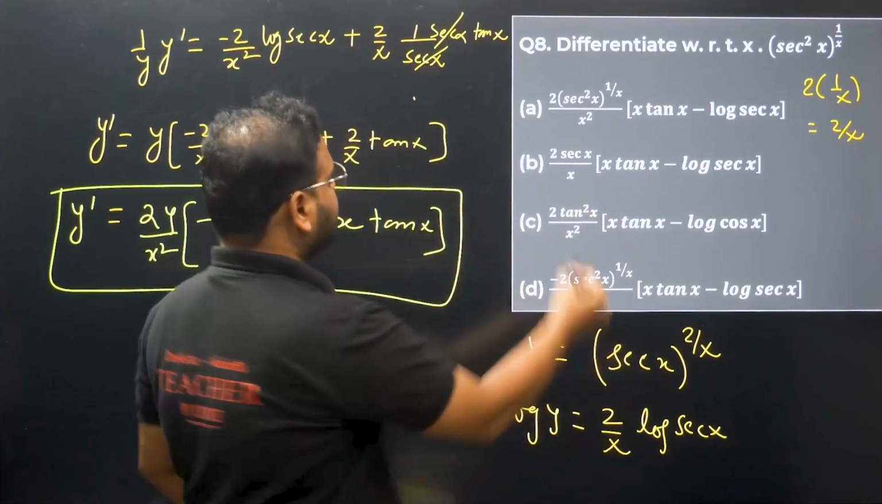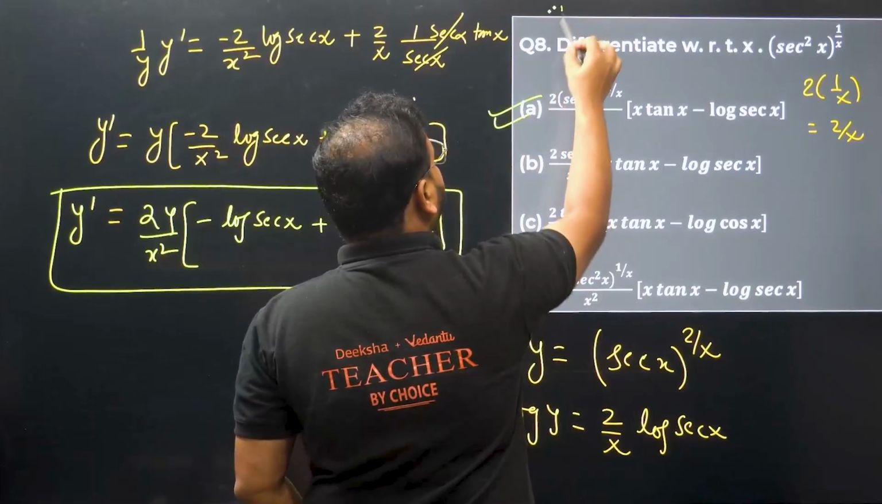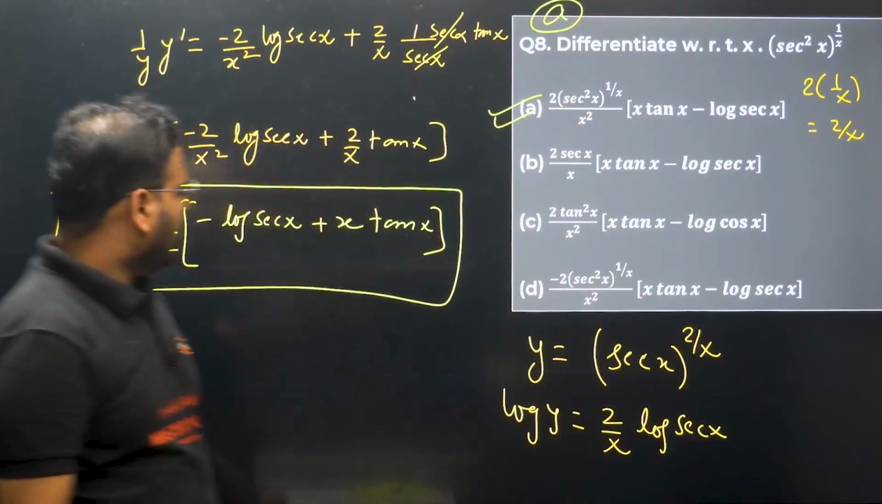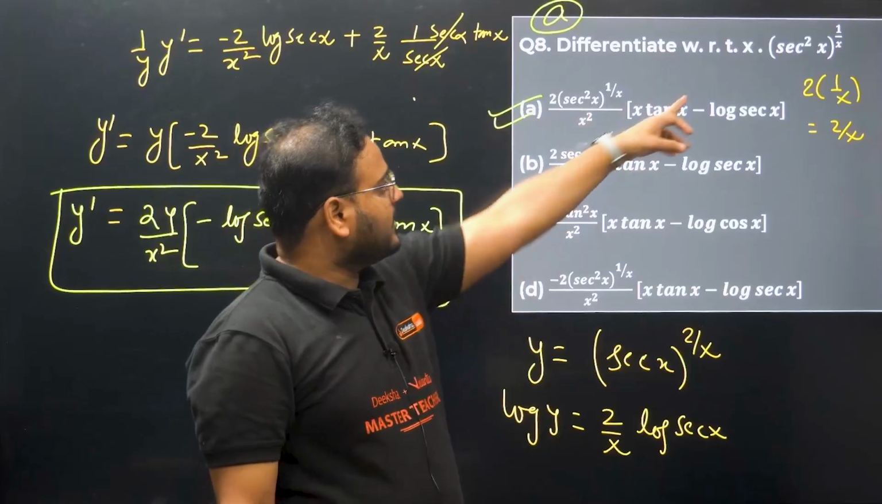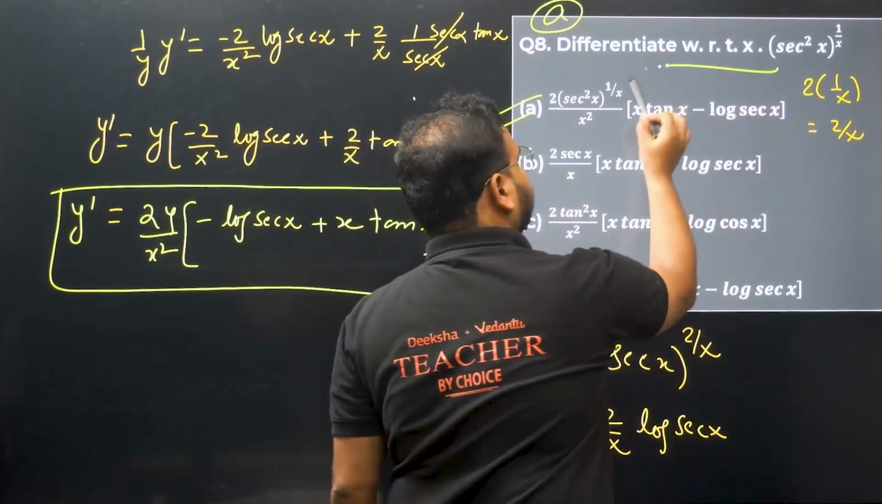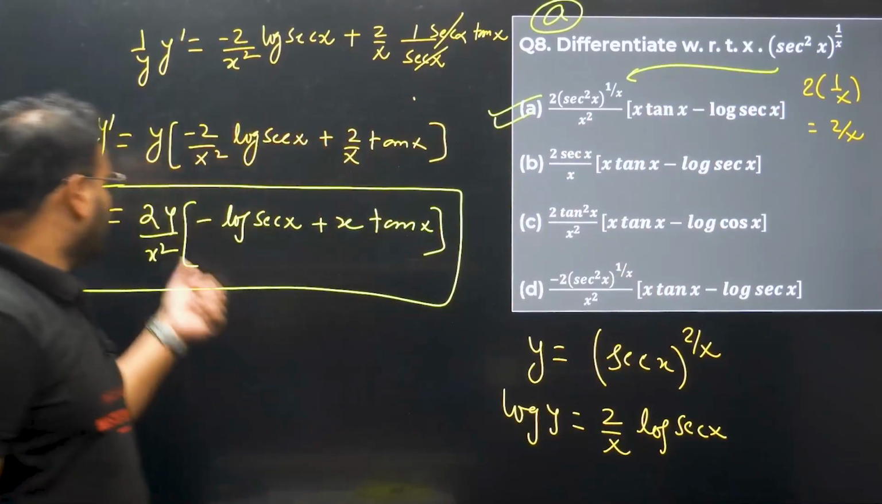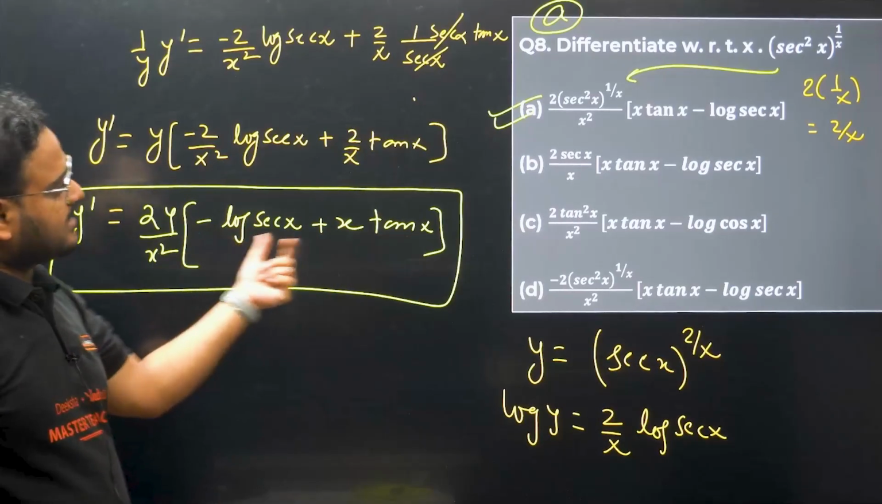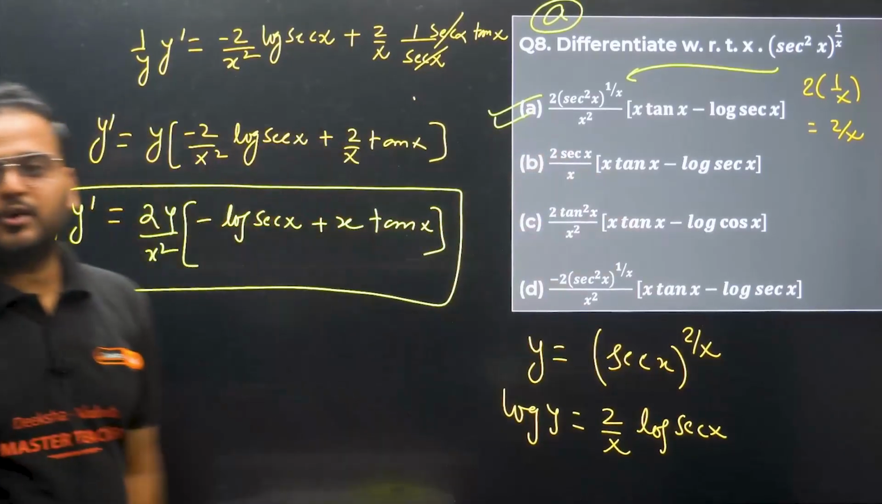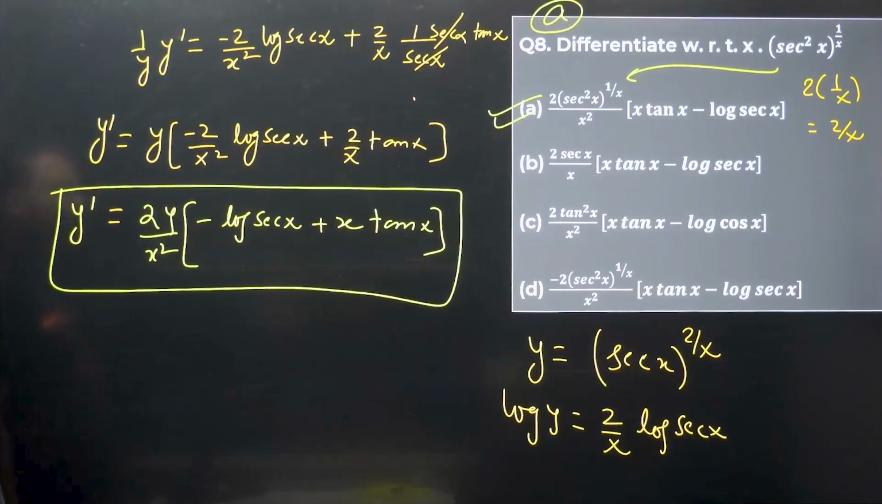Yeah, this is the answer, option A. Option A is correct, sir. The y value is this, sec x power 2 by x. This whole thing is the y value. So 2y upon x square, x tan x minus log sec x. Option A is correct. Please cross check. Question number 8 is over.